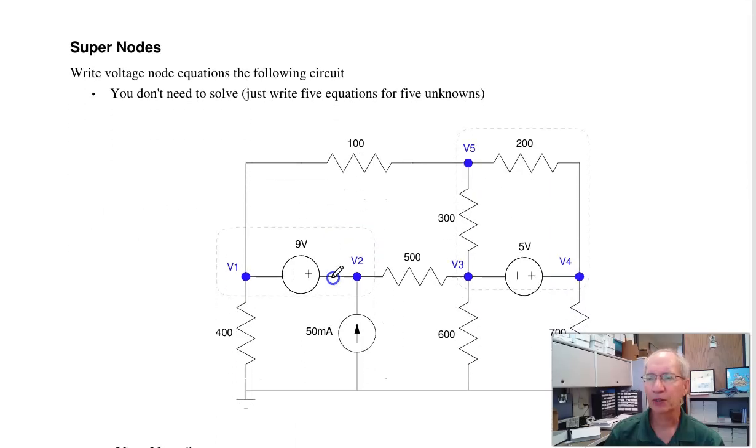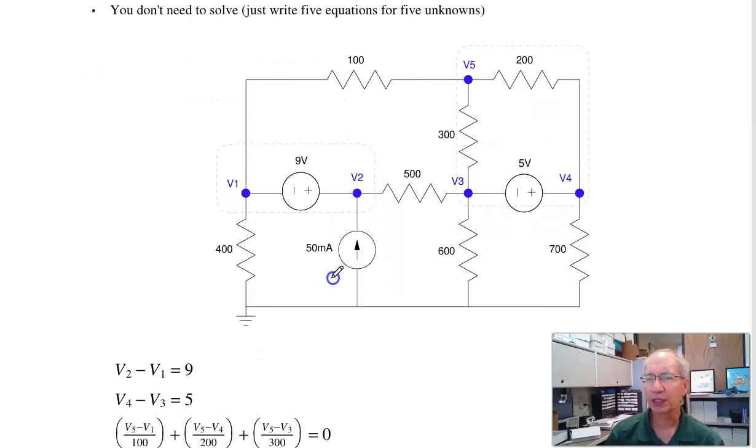Problem 5 is supernodes. Given this circuit, write the node equations. So 2 of them are easy. I know the voltage source says that V2 minus V1 is 9. V4 minus V3 is 5. That's 2 equations. I can't write the node equation of V1 because I don't know the current from the source. Can't write node 2.